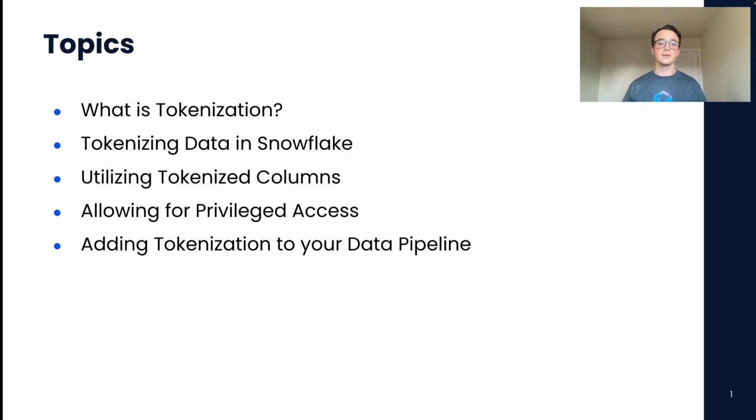Then we're going to get into tokenizing data in Snowflake and how we can configure the app to tokenize different columns. We're going to talk about how we can utilize those tokenized columns so that your business can still run. We're going to go over how we can allow for privileged access so that some of your users can get access to the original data, but some of your users can only get access to the tokenized versions. And finally, we're going to be going over how we can add tokenization to your data pipeline so that your business processes are not impacted when you're adding new data into your system.